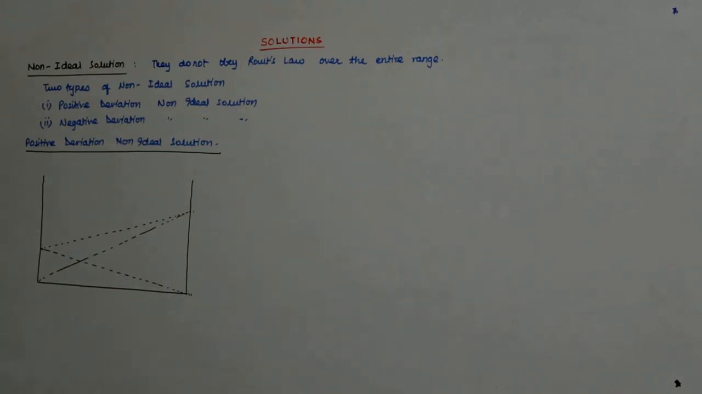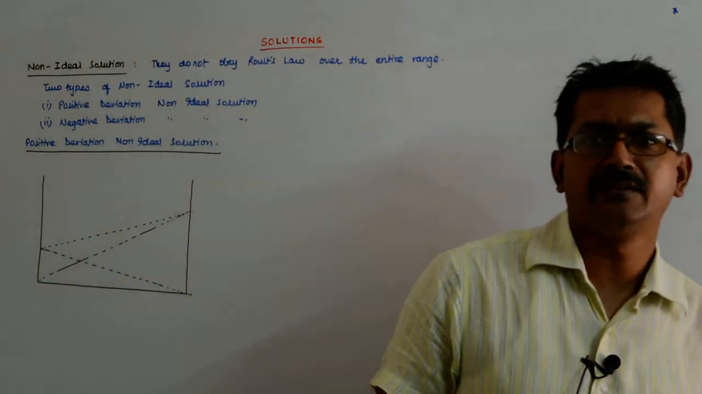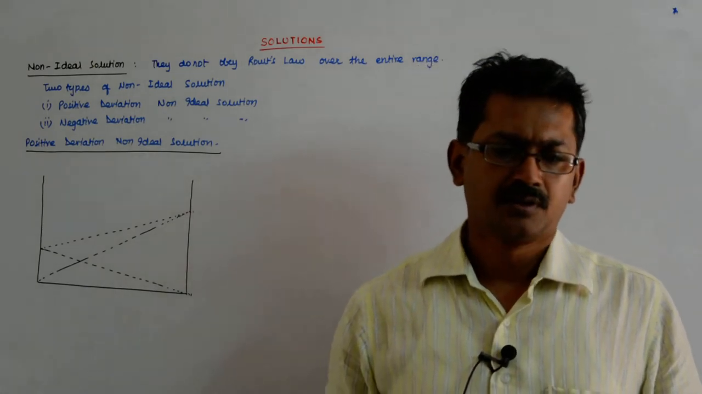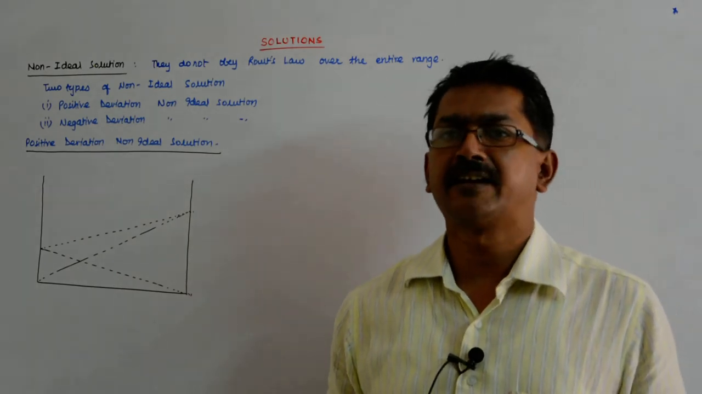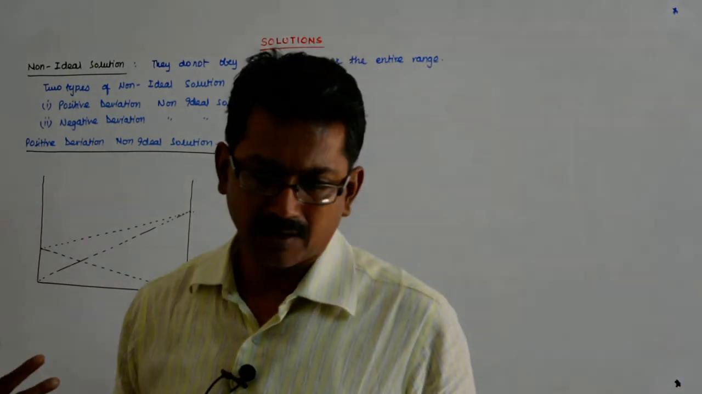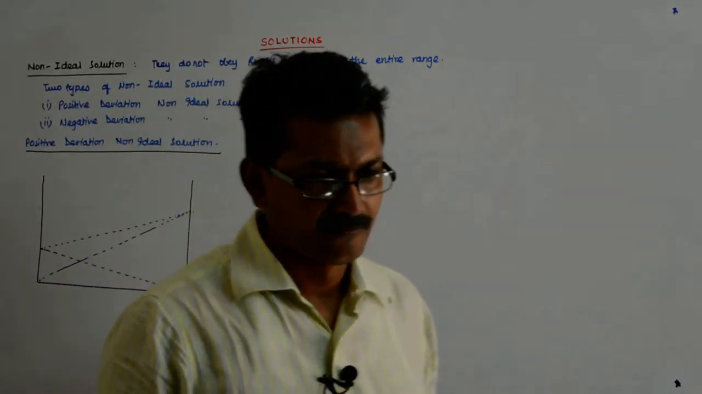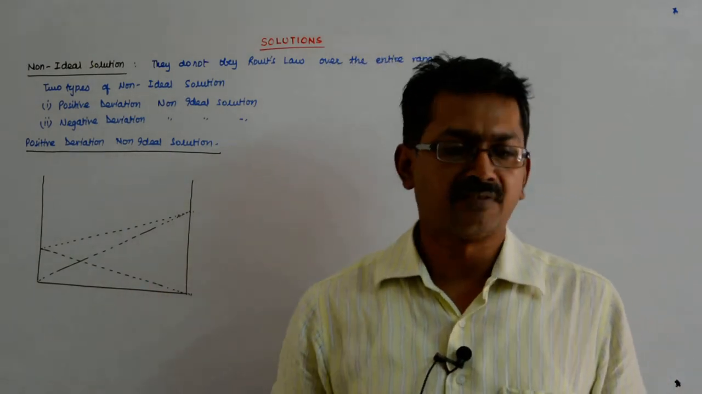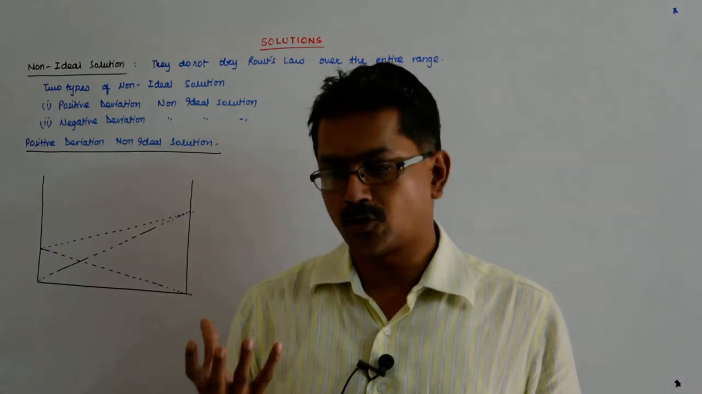Why should we expect this from an ideal solution? Then immediately it becomes clear why we should expect the deviation from the ideal solution. What is vapor pressure composed of? The capacity of the molecules in the liquid phase to escape the surface. Correct? Why should they escape the surface? Due to the thermal energy gained from the ambience, right? From the environment.